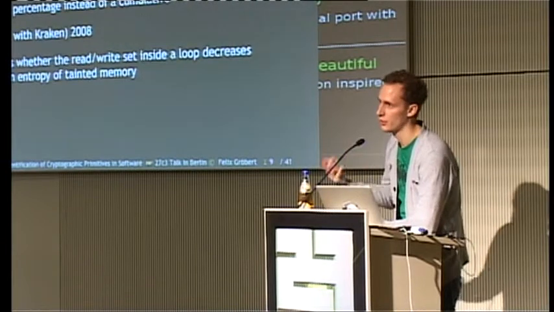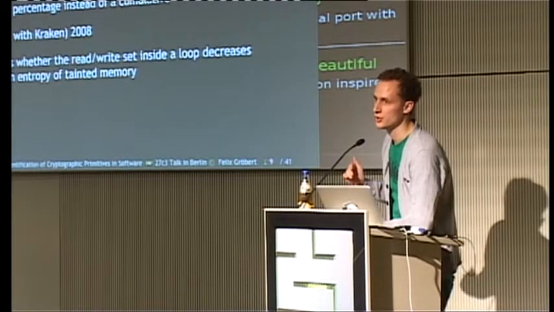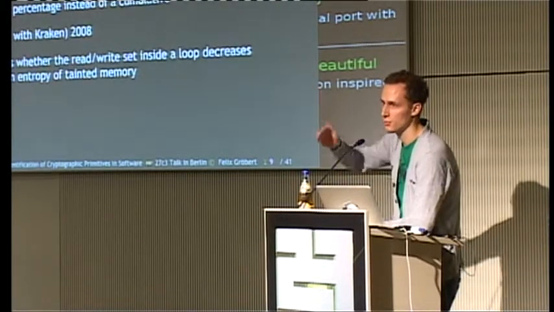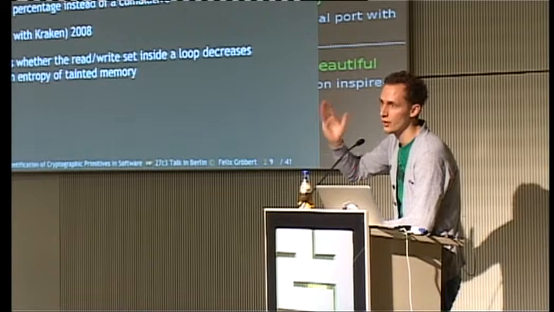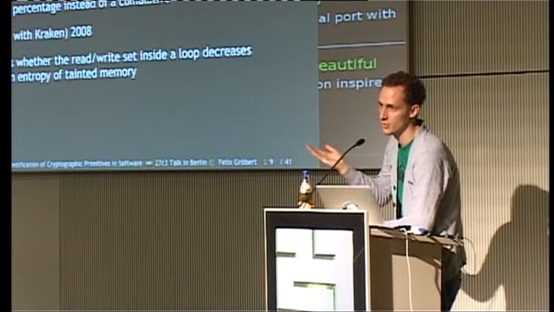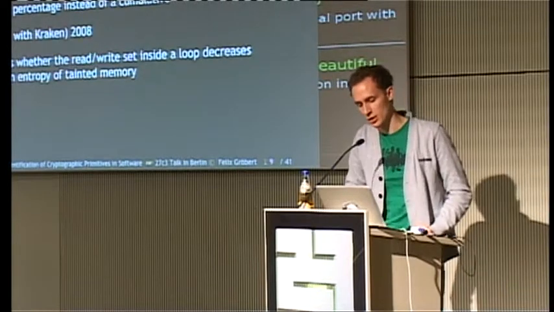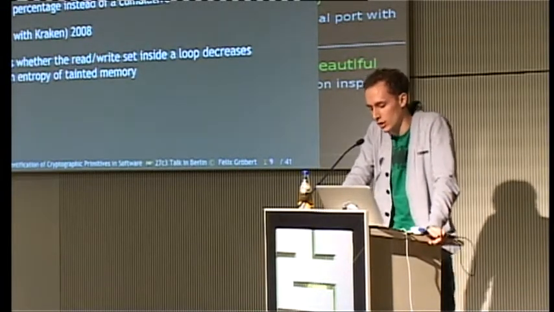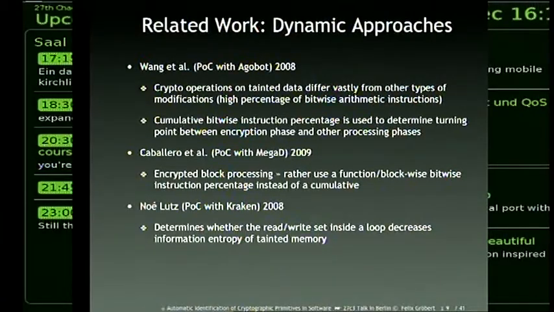Caballero took their finding and said, okay, what happens if you have multiple encryptions and decryptions in your program? Then this cumulative percentage doesn't work so well, because you have it going up and down and cannot really figure out which are the turning points, where you can actually do a memory dump and then get the plaintext which you want. So they said we only look at encrypted block processing, and they used a blockwise or function-wise bitwise instruction percentage, and didn't really count up the percentage of bitwise instructions.